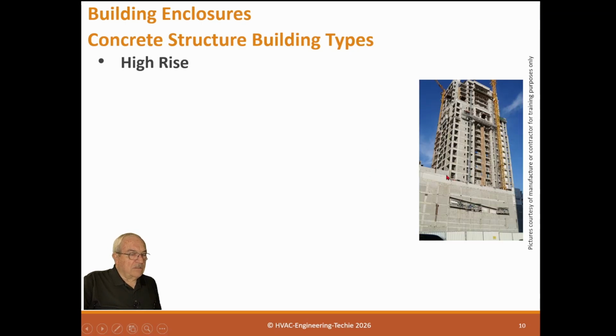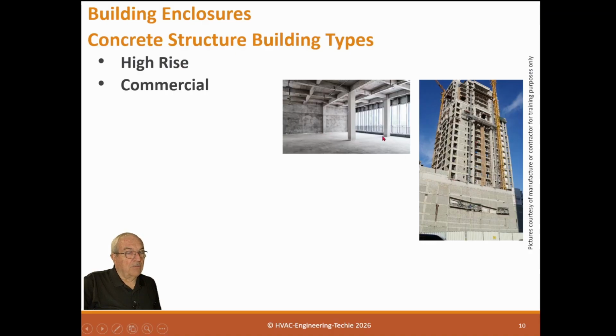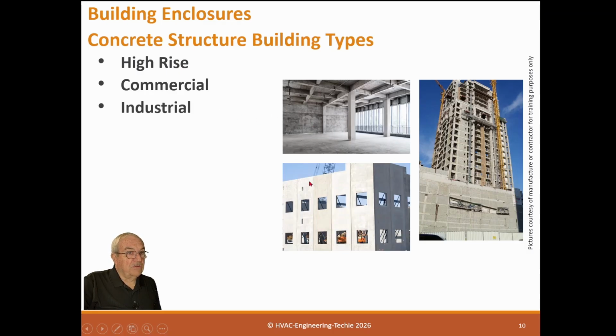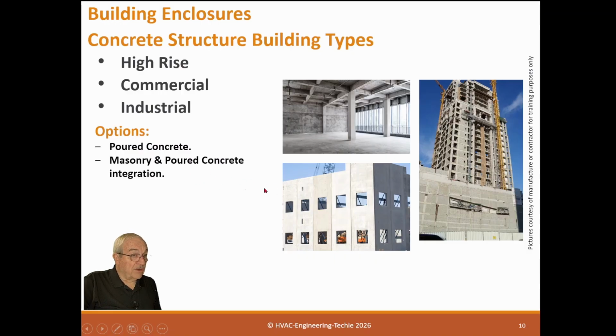So what about concrete structure buildings? We have high-rises, of course. Now, most high-rises are steel because of weight. Concrete's much heavier, but you can still do concrete. Most commercial buildings are concrete or masonry. Industrial, and of course a lot of industrial can be poured concrete. It can be masonry poured concrete integration, both. It can be prefabricated panels or tilt-up. There's two different things, but you can do it with tilt-up.